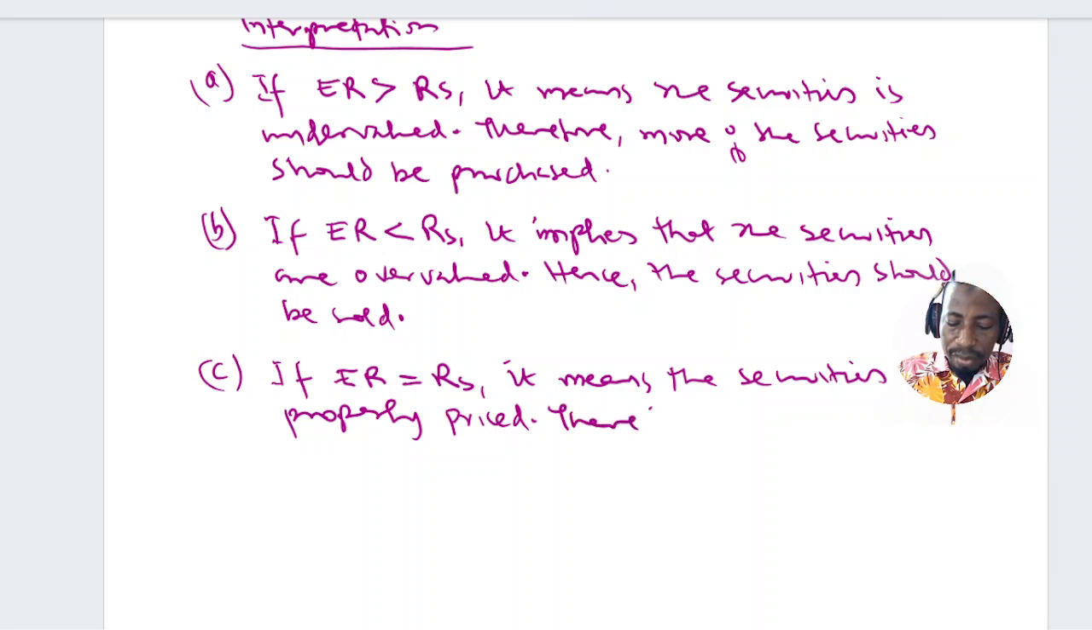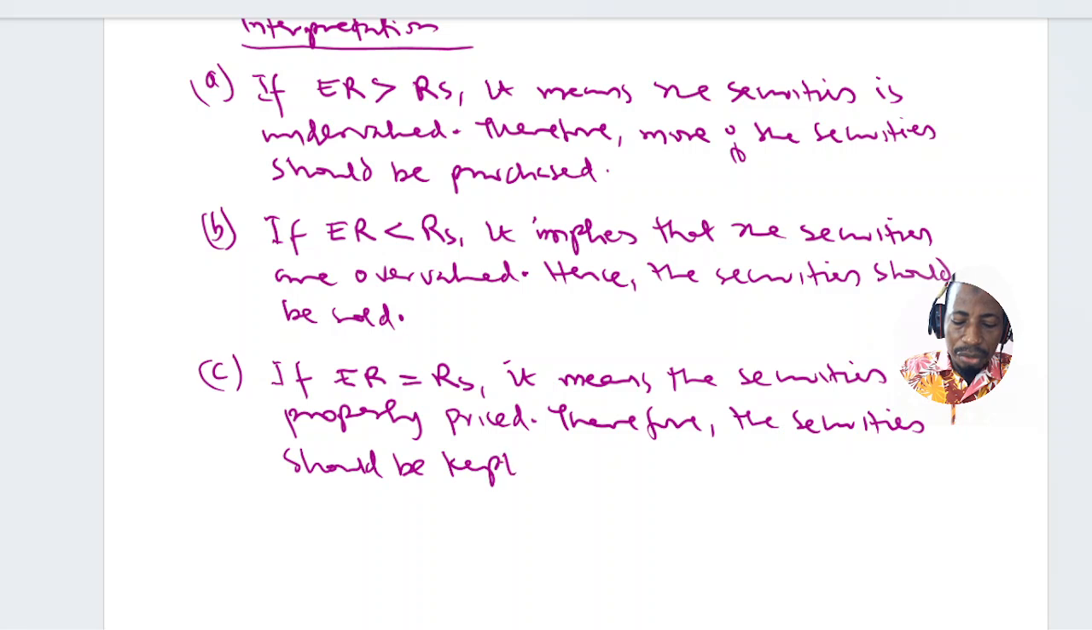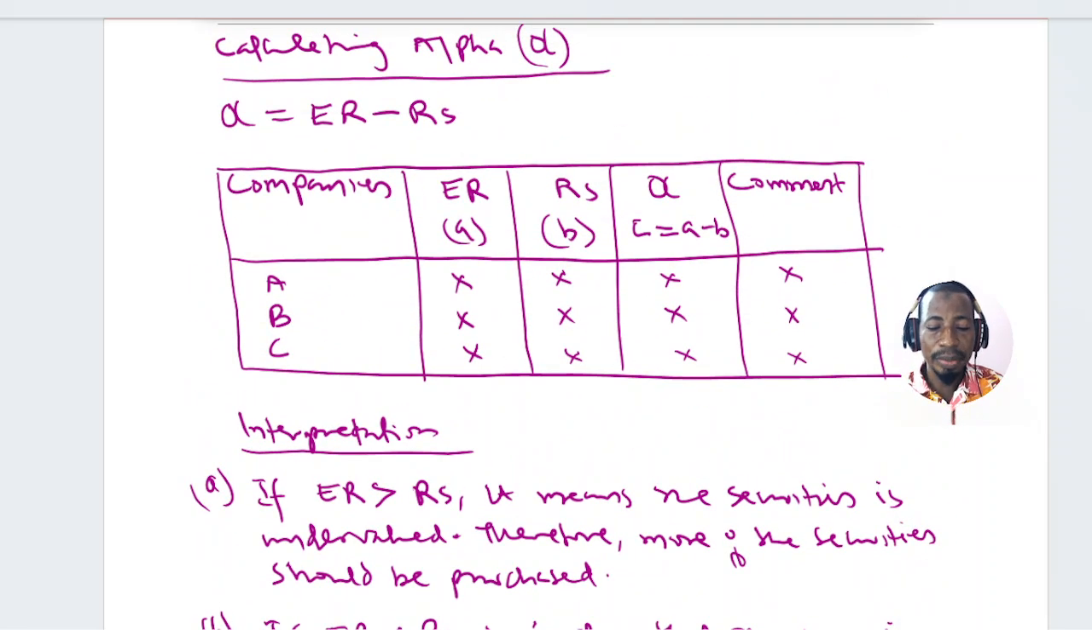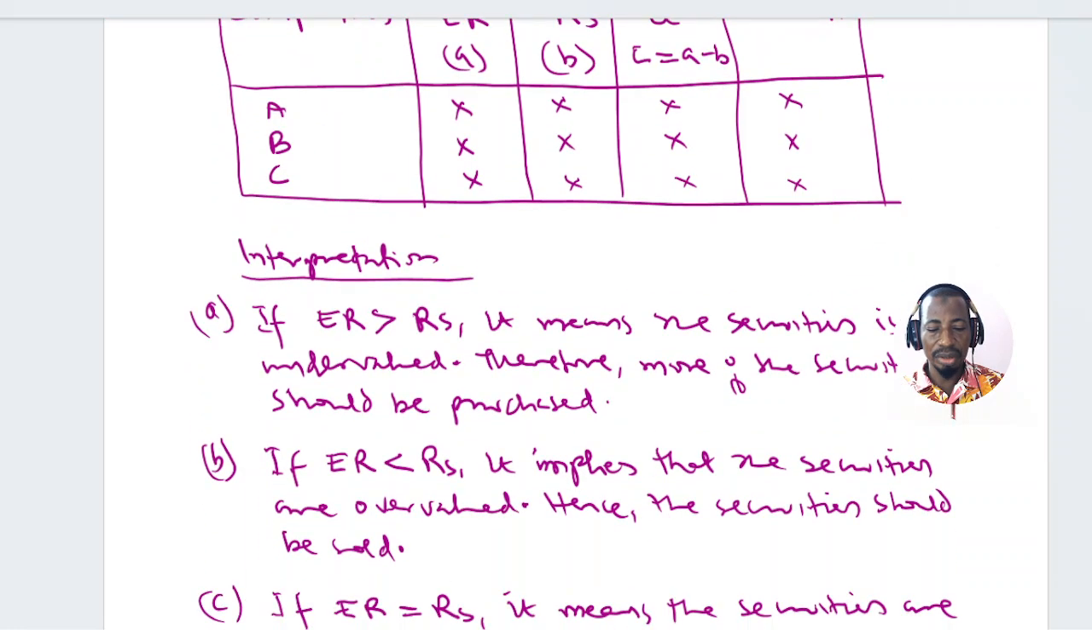Therefore, the securities should be kept. The company should hold on to the security. So that's this. These are the ways you are expected to compute, and this is how you are expected to compute the alpha value and interpret your result.